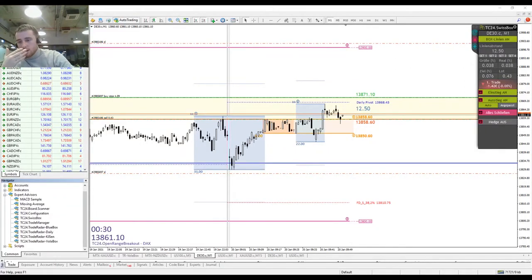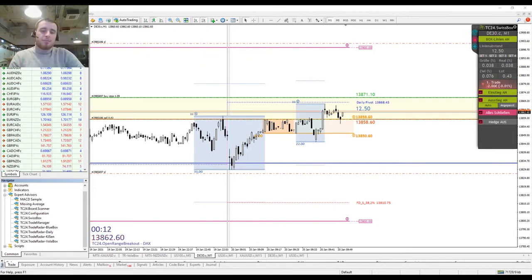Today is the 20th of January, 2021, Wednesday morning here in Hamburg. My name is Maurice Rothwell, English trading coach. Today we're going to be doing the German market opening and trading on the Dax.